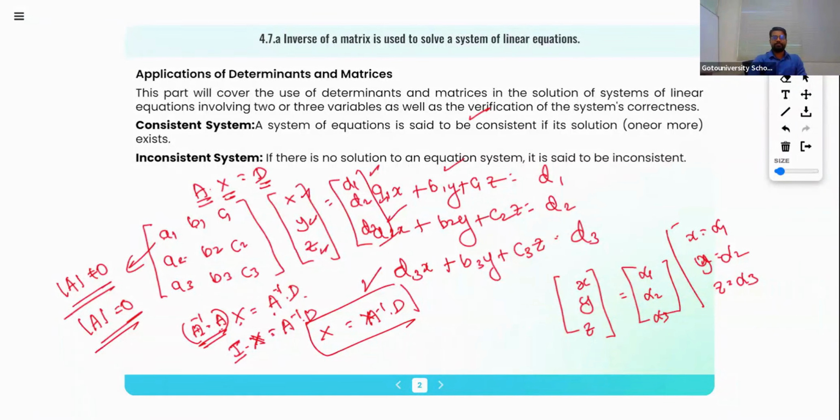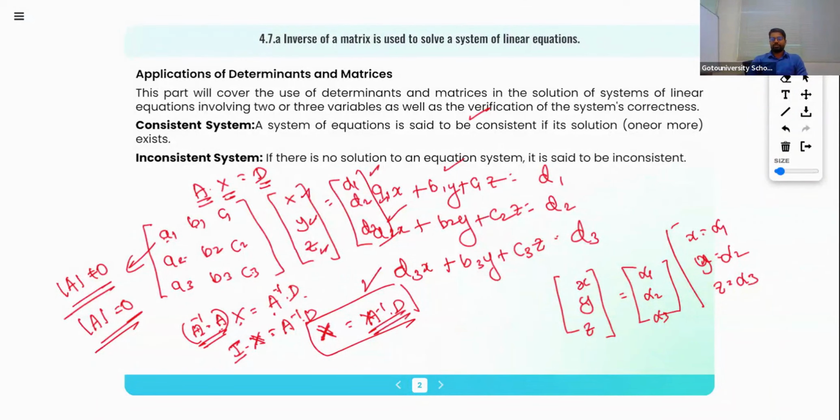Identity matrix is nothing but what? We just multiply 0, 1, 1, 0, or if it is a 3 cross 3 matrix, we are going to have an identity matrix with 1 on the diagonal side, right? So when you multiply identity matrix, you get the same matrix. So you can simply say X is equal to A inverse of D.